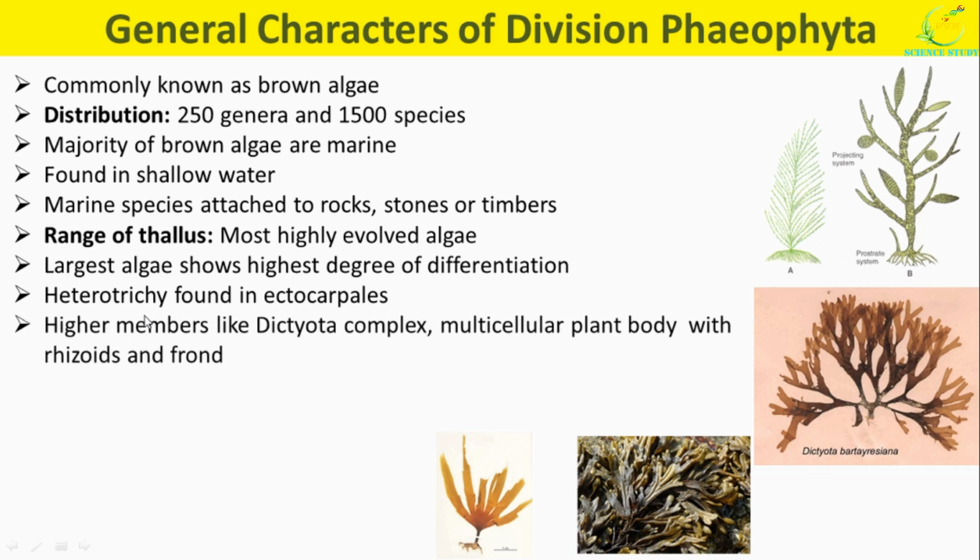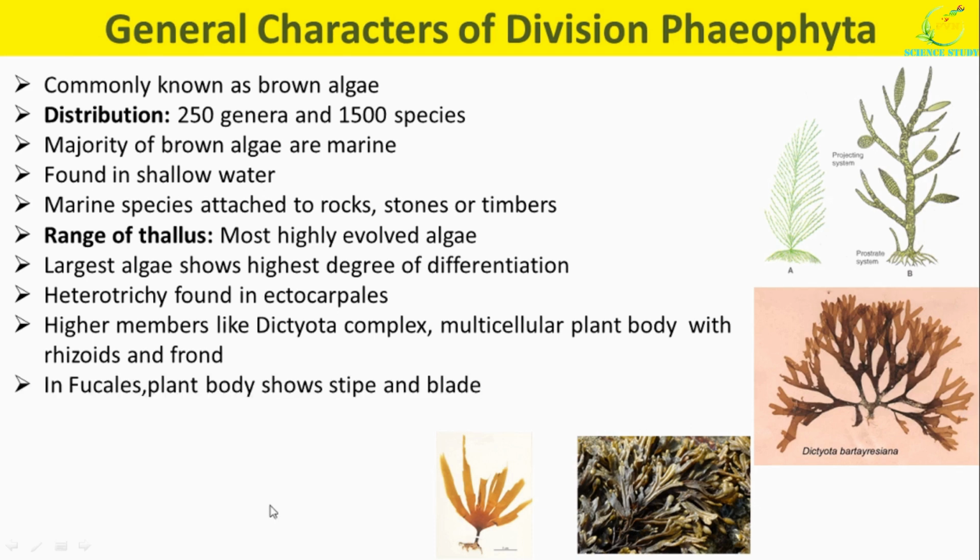In higher members like Dictyota, there is a complex and multicellular plant body. It is differentiated into top rhizoids, lower cylindrical portion and upper dichotomously branched portion called the frond. So this is the photograph of Dictyota. In Dictyota, we can see the top rhizoids as well as the lower cylindrical portion and upper dichotomously branched portion known as the frond.